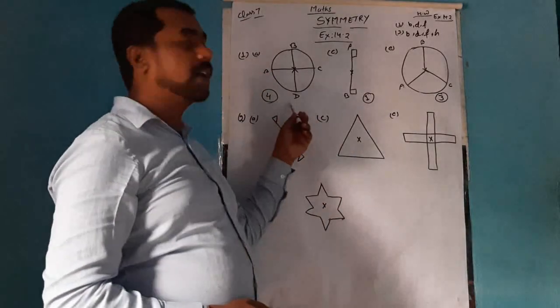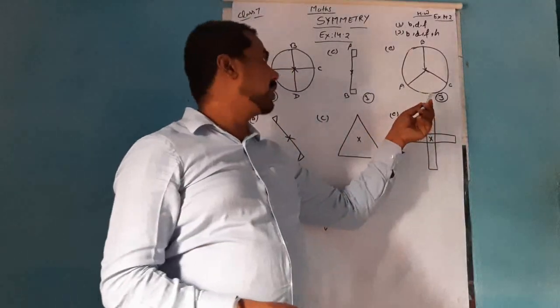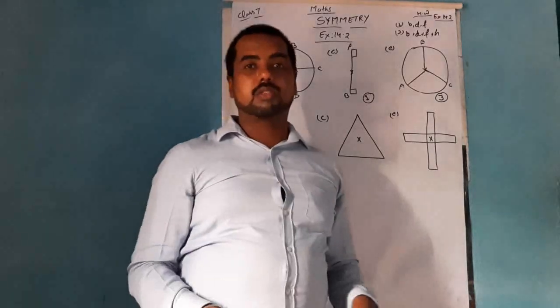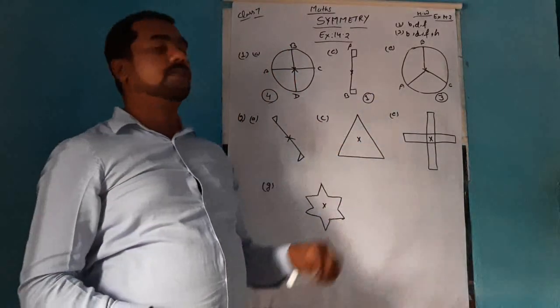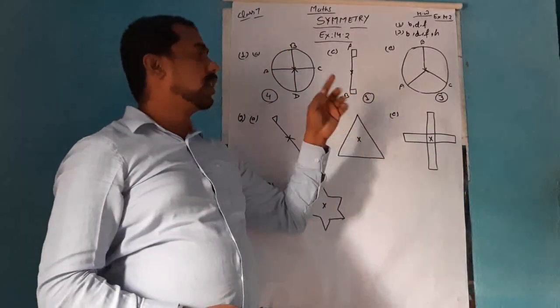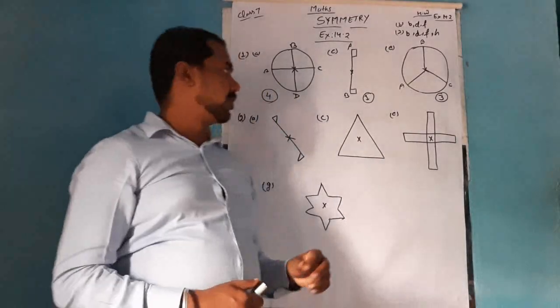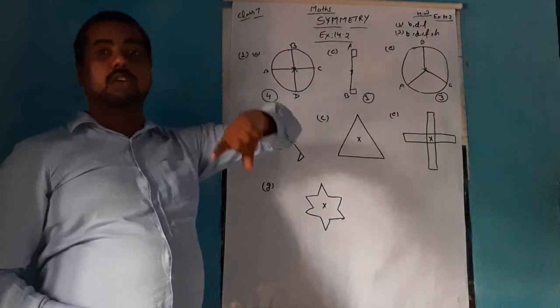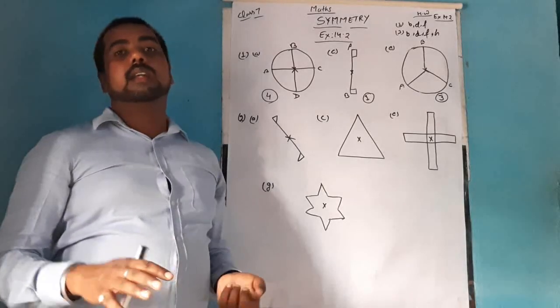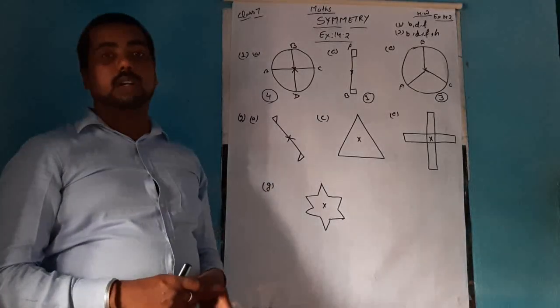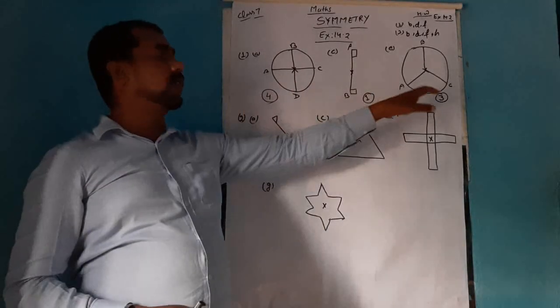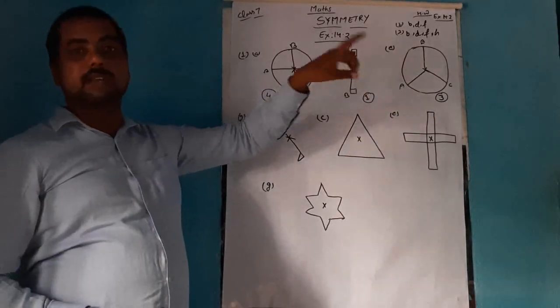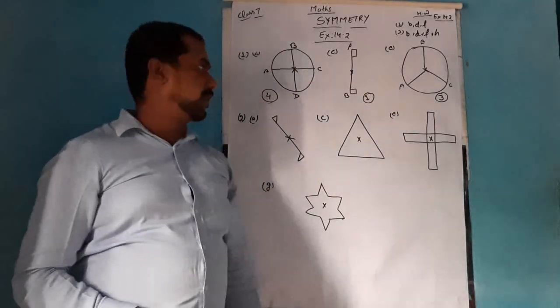So the first figure has 4 orders of rotational symmetry. The third figure has 3 orders of rotational symmetry. But the middle figure has only 1 order of rotational symmetry. According to the question, which asked which object has more than one, it could be among this one and this one, as this object has only 1 order of rotational symmetry.